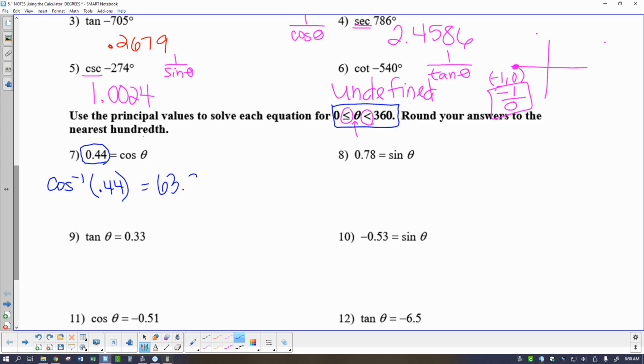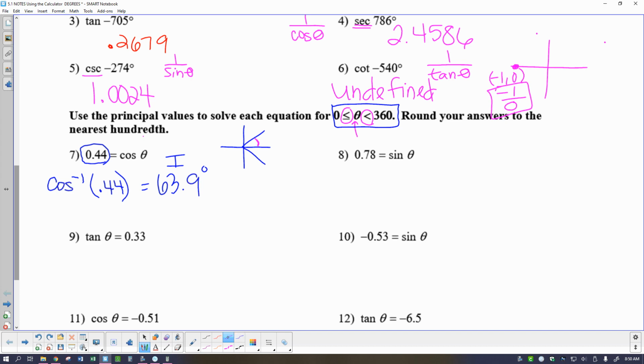63.9. Okay, great. That's degrees, remember. We found it in degrees. Our calculator's in degree mode. This angle is actually in the first quadrant, which makes sense. Cosine is positive in this first quadrant. When else is cosine positive? So this is our 63.9. When else is it positive? It's also positive in the fourth quadrant.